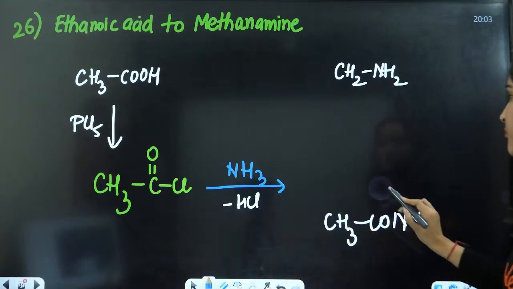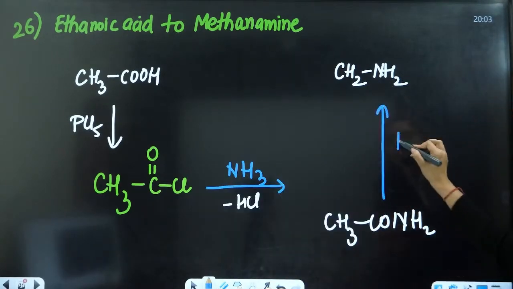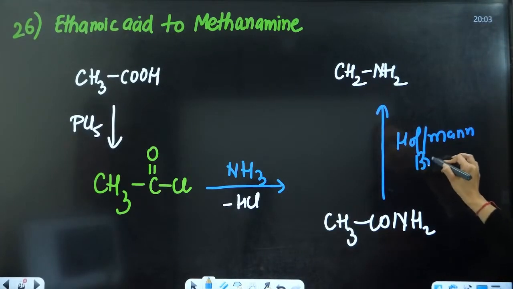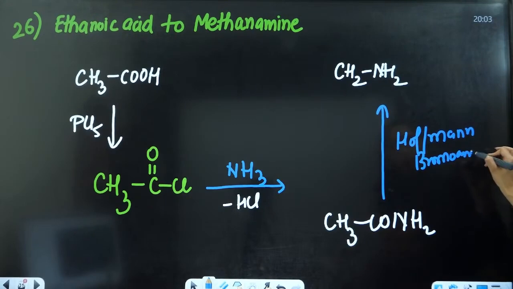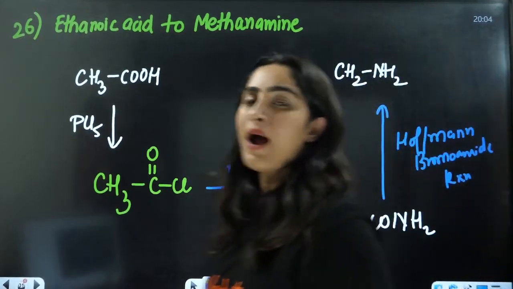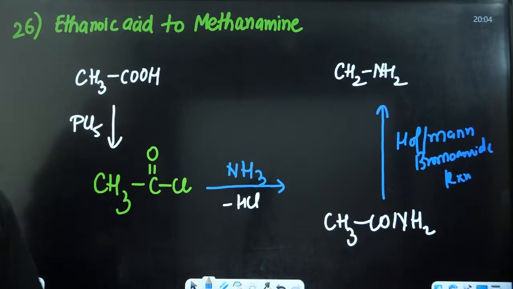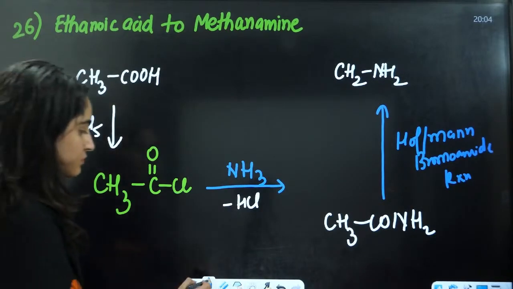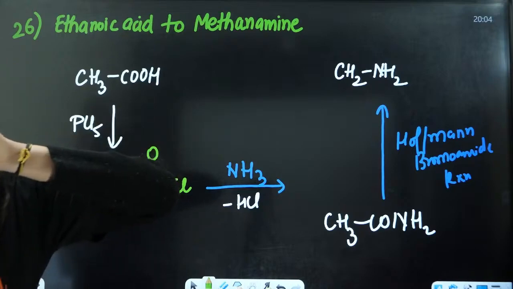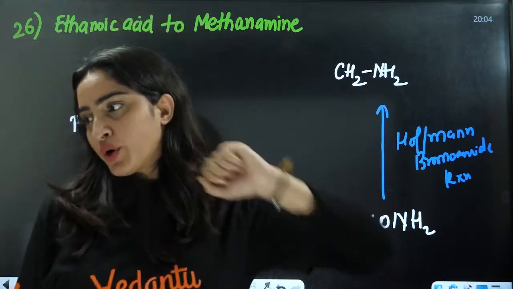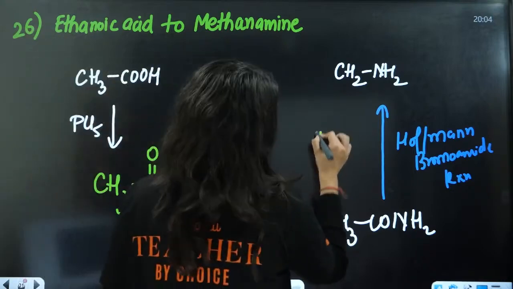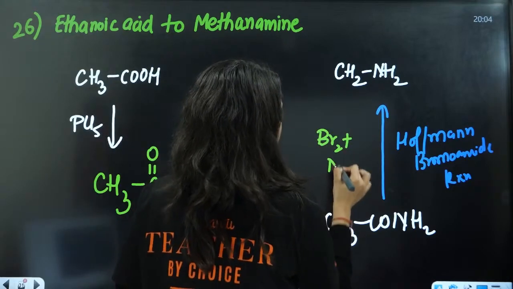Then doing the Hofmann-Bromamide reaction here, you will get the 1 degree amine. Yes, everyone? Okay? Just 5 minutes more is the session here.